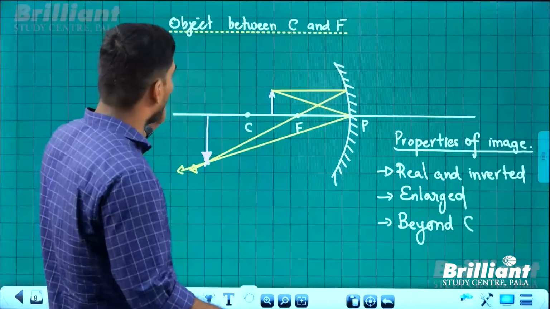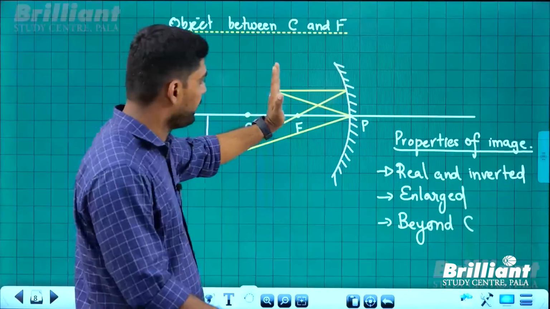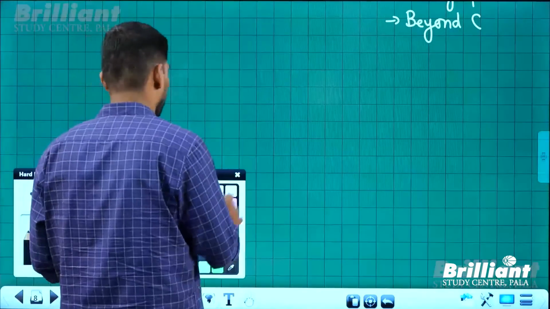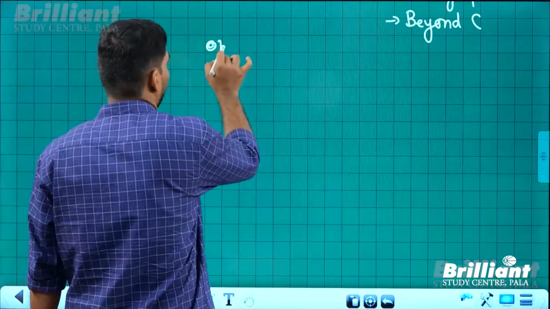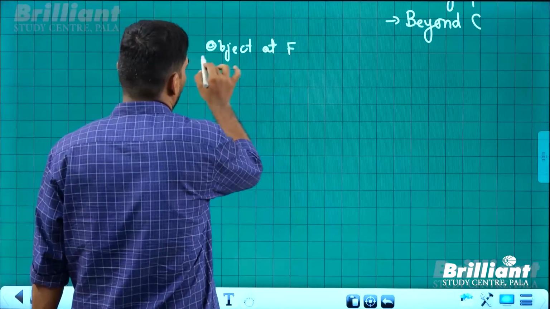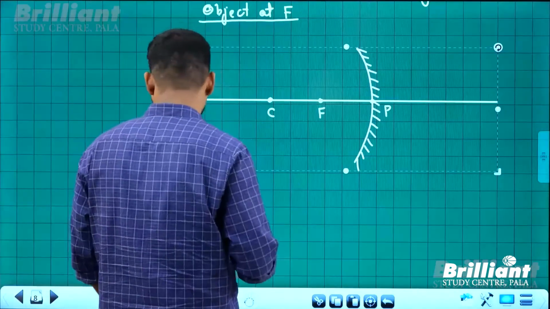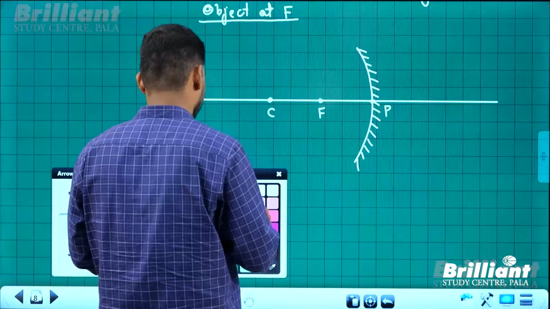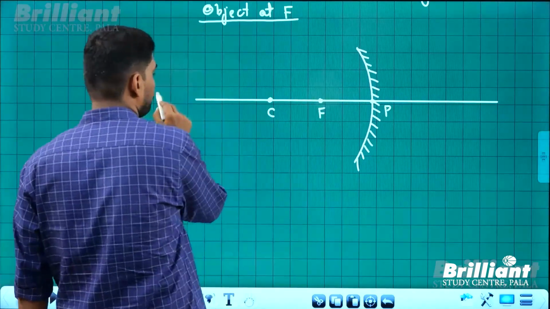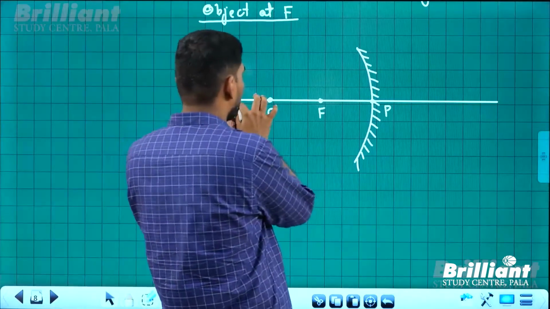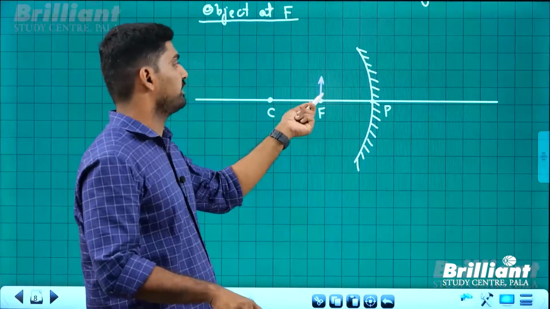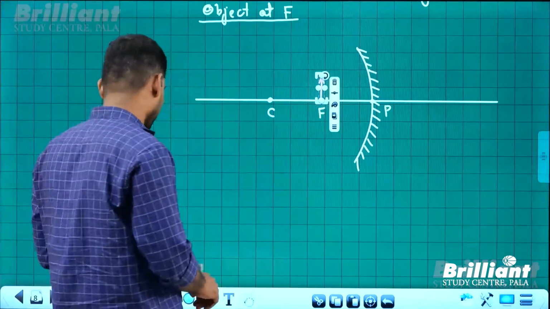This is the object between C and F. So we have moved the object like this, between C and F, and now we'll move it on to the focus. So the object is at F. The object was initially at infinity, then we brought it beyond C. Then we moved it to C, between C and F. Now it is at F. So the object is at F.